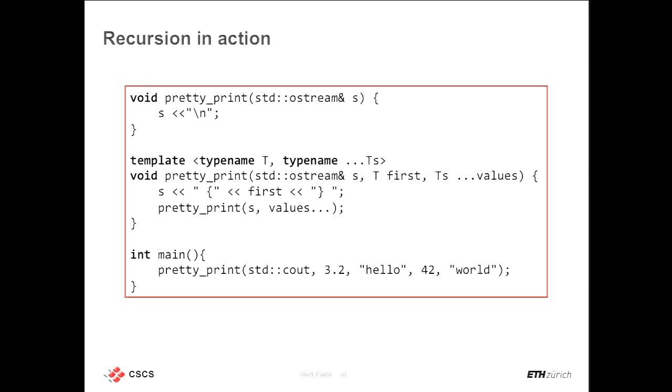Now, I have a prettyPrint which takes 2 template arguments. The first argument and the rest. The first argument of the function is the stream, in which I want to put stuff, which is cout in this case. Then I have the first argument and then the rest. Then I print the first with the curly braces, and I call prettyPrint with the rest of the values, and I expand the values. And then I have a base of my recursion, which just takes the ostream for finishing up.